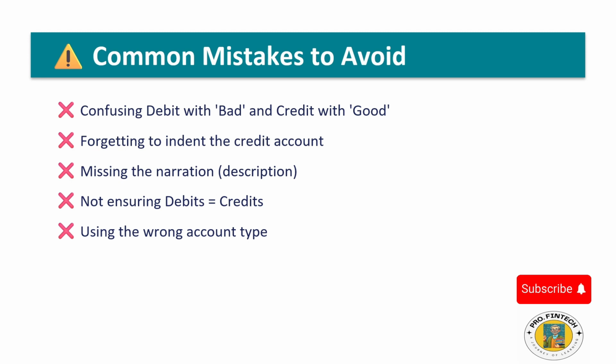Don't use the wrong account type. If you are buying a computer, it's an asset, not an expense. Know your account categories. The good news is these mistakes are totally normal when you are learning. The more you practice, the fewer mistakes you will make.